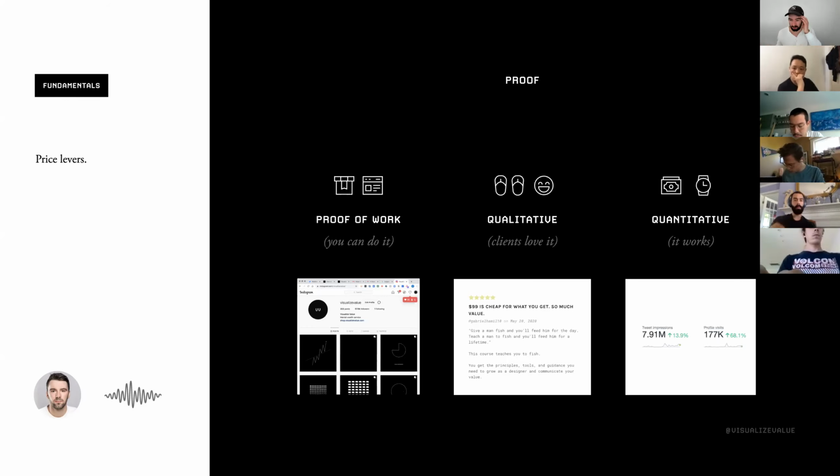And then quantitative is a whole other category of proof, depending on what you do. If your product or service has a direct ROI, this is a really powerful way to package up case studies and say person X invested this and the outcome was 2x, 3x, 4x over this amount of time.